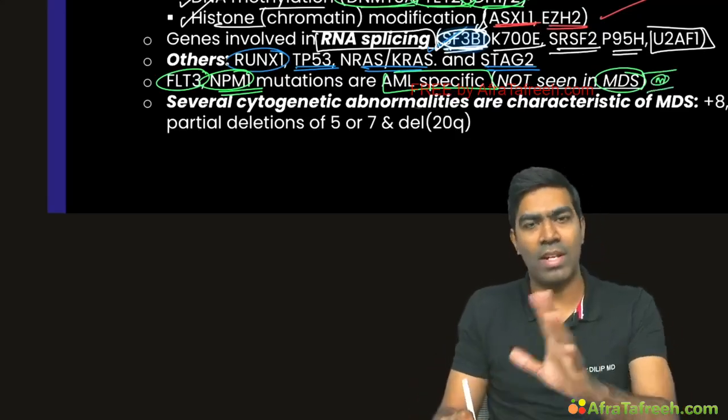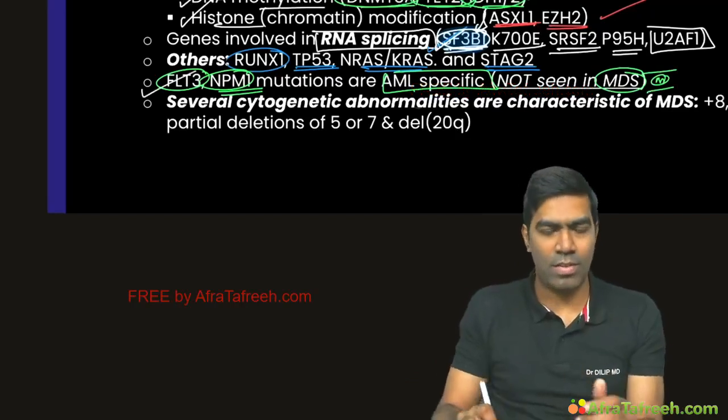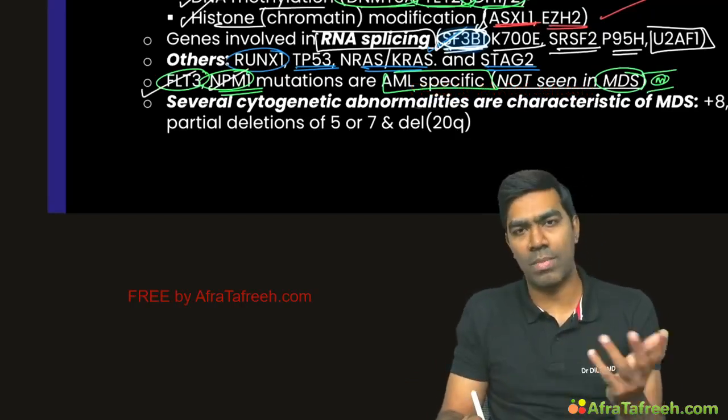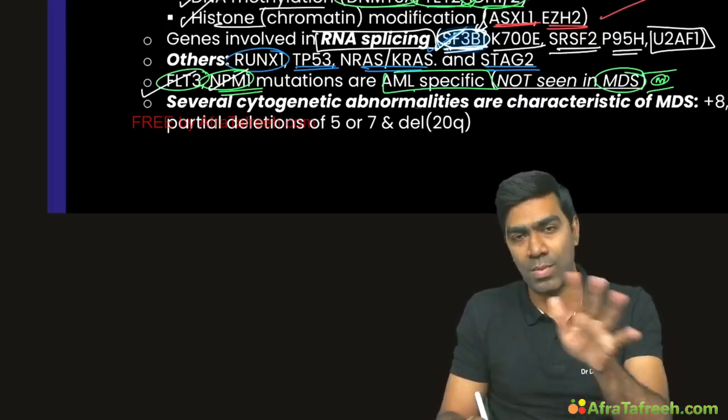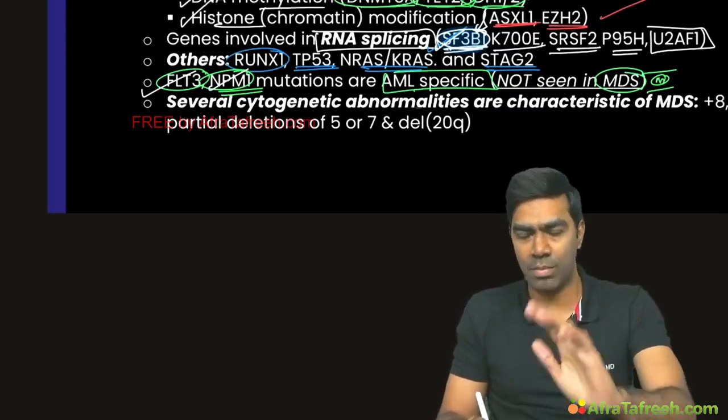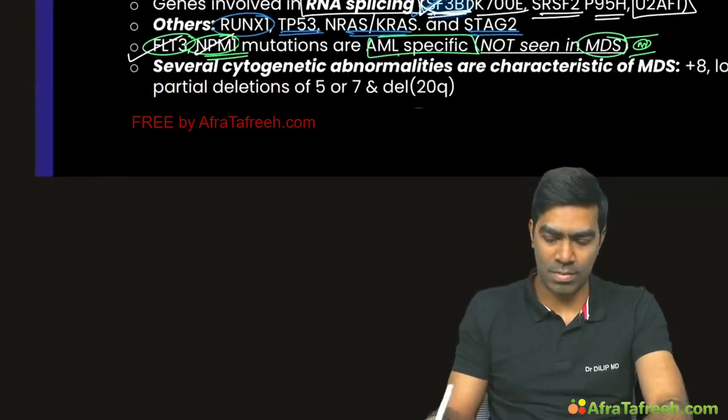So whenever you see FLT3, FMS-like tyrosine kinase 3, so FLT3 mutations and nucleophosmin 1, NPM1 mutations, it's almost equivalent to AML. You don't see these mutations anywhere else. These are signature AML mutations. You don't see that in MDS.